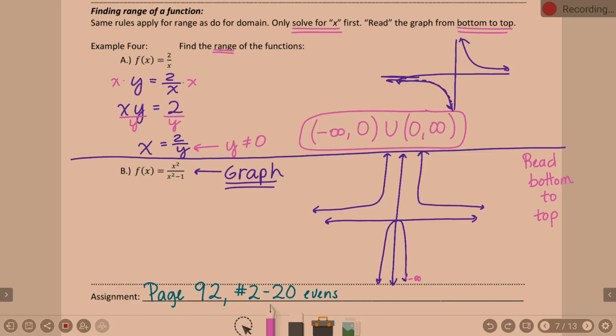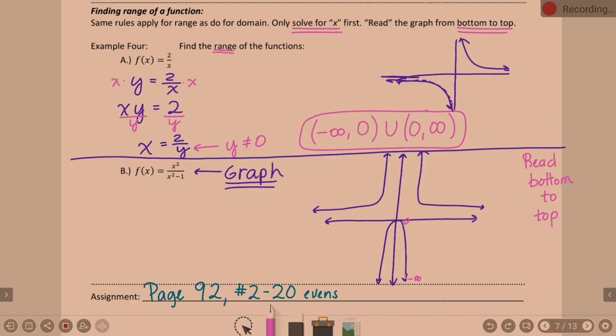Well, I wouldn't even do that. Honestly, I would just hit trace. And ironically, it puts you right there. It tells me that point right there is 0, 0. So can I feel confident that it goes up to 0? Yeah. Okay. So this graph goes as low as negative infinity, and then this portion of the graph goes to 0. Okay, so that's part of my range.